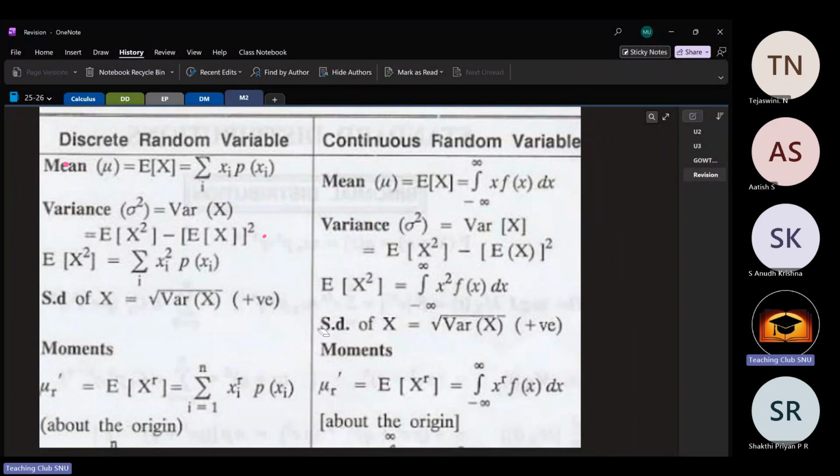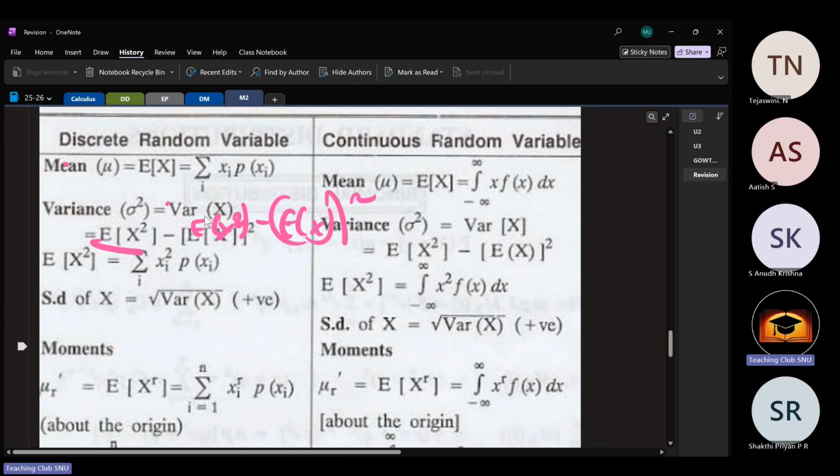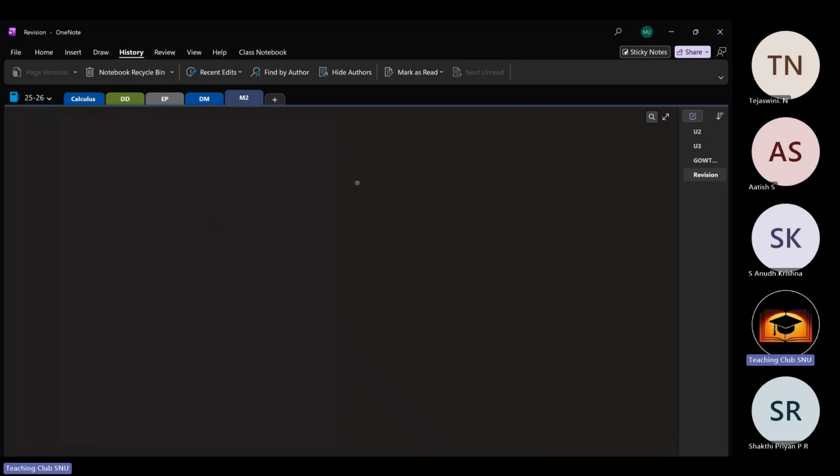Okay. Next. Variance is sigma square. And how do you define variance? Variance is expectation of x square minus expectation of x the whole square. There's a beautiful way of projecting this actually. So how do you project this?